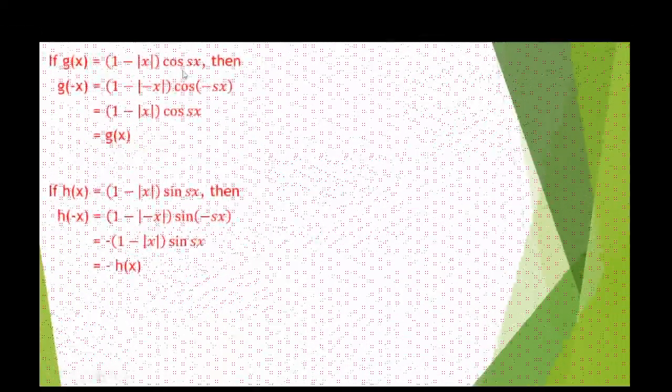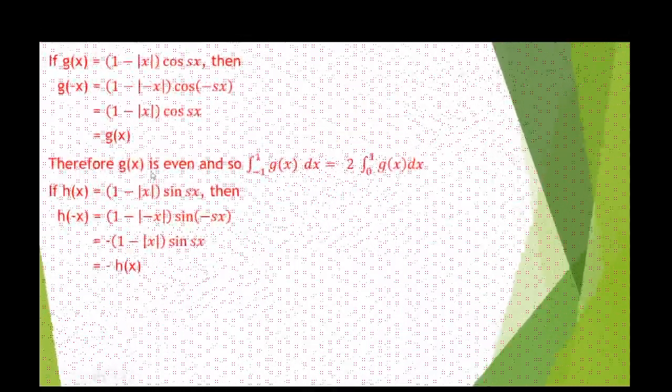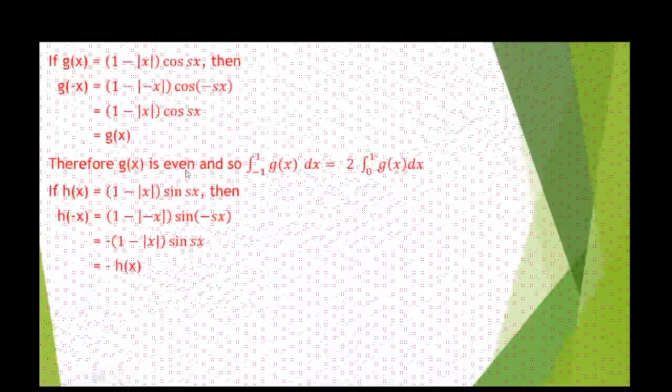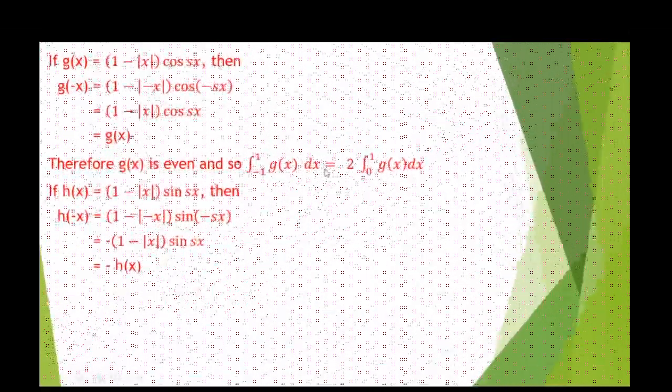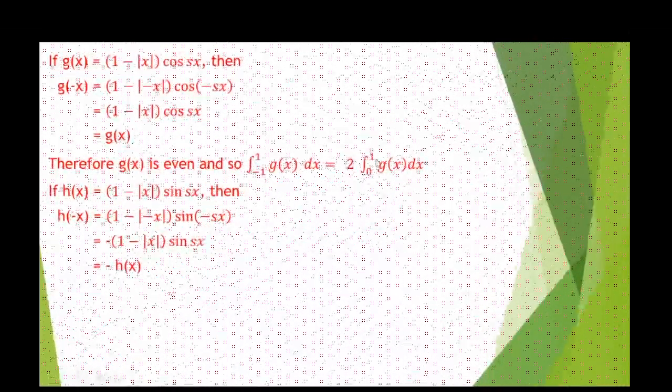So the first function, 1 minus mod x into cos sx, is g of x. Let me take g of x equal to the first function, and when x is replaced by minus x we will get the same function. Why? Because cos of minus theta is cos theta, and modulus of minus x is mod x. Therefore g of x is even. So if an even function is there, the integral from minus 1 to 1 of g of x dx can be changed to 2 times the integral from 0 to 1 of g of x dx.